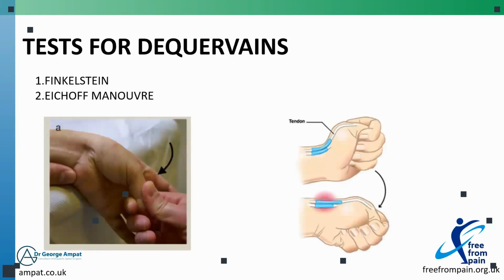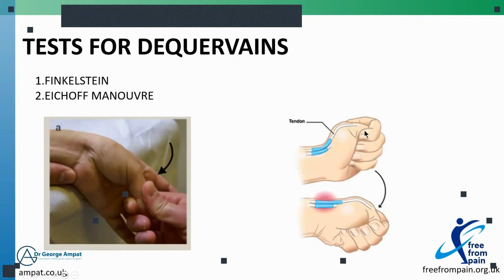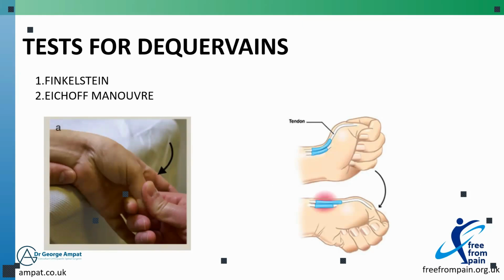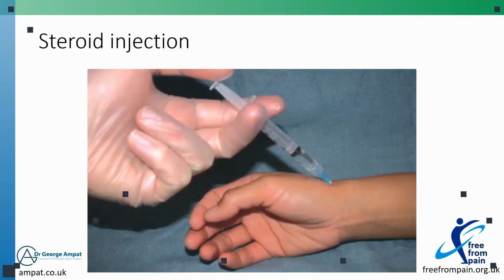So this is the Finkelstein's test. You hold the thumb and push it into the palm of the hand, and if that reproduces the symptoms, then you know that there is De Quervain tenosynovitis. Or you can use the Eichhoff maneuver. The Eichhoff maneuver is to ask the patient to grasp the thumb as shown in the top image, and then ask them to ulnar deviate the hand. And when that causes increased pain just proximal to the radial styloid, then you know there is De Quervain tenosynovitis.